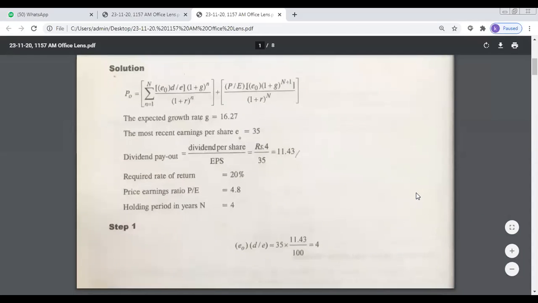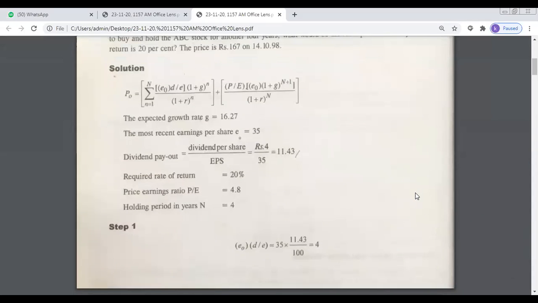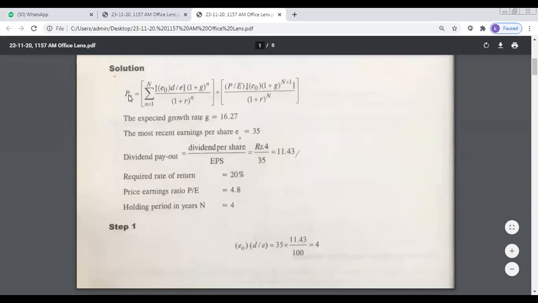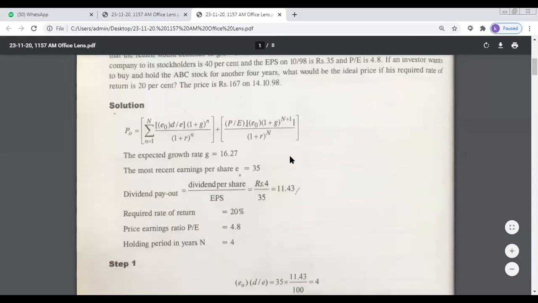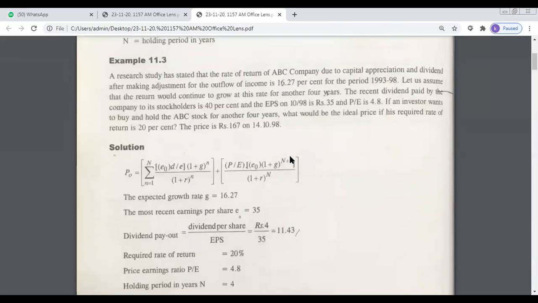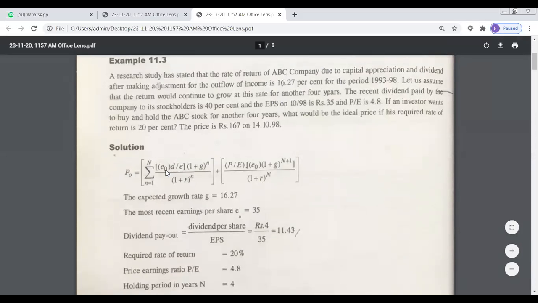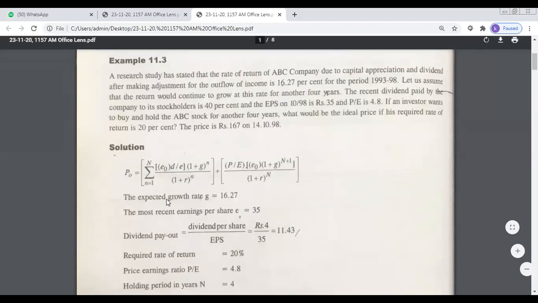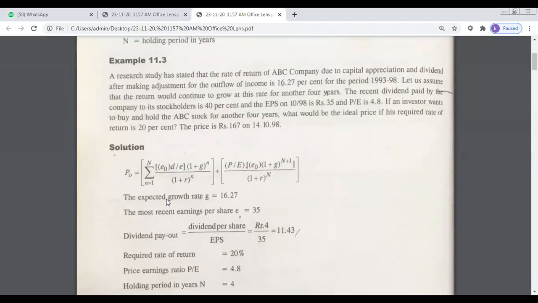Now, whenever you are solving any problem as far as equity valuation is concerned, first make it a point to read the formula and write down the formula. Once you write it down, pick up the notations. What is E naught in this? What is D by E? What is G? Please mention all those things. If you don't mention it, later it becomes very difficult for you to put those values in place.